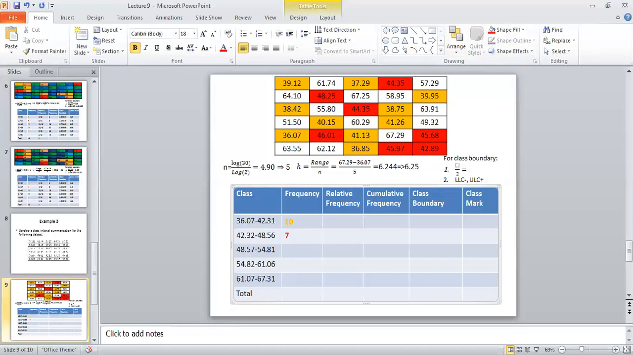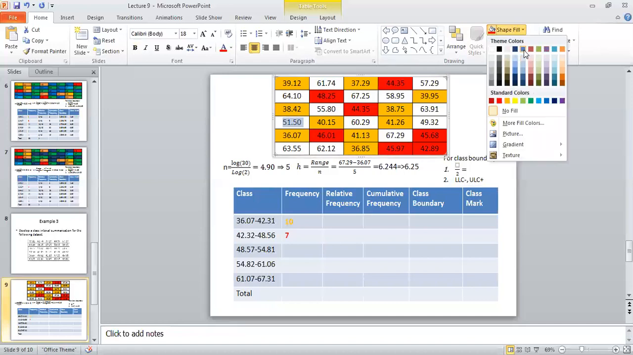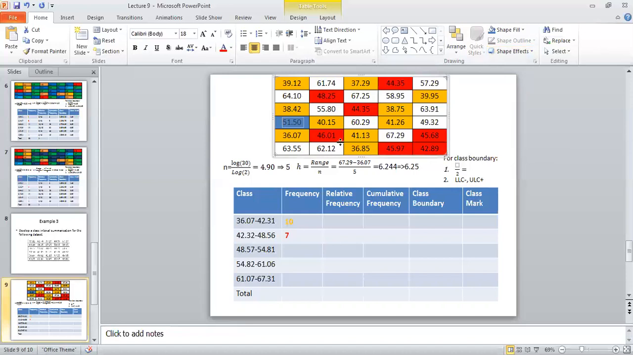Now 48 to 54, 48.57 to 54.81 is the actual value. I'm just looking into the integers so it is easier for me. 48 to 54, this should be part of it. So we mark it with blue. So 48 to 54, none of these cells, none of these cells but this one. So at the moment 2 appear to be over here.